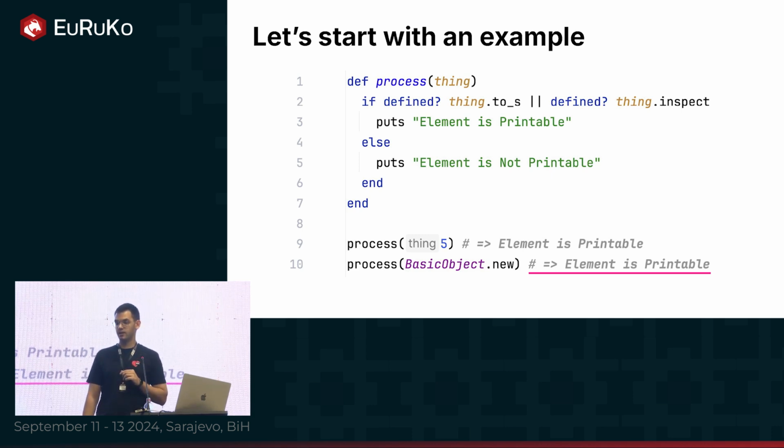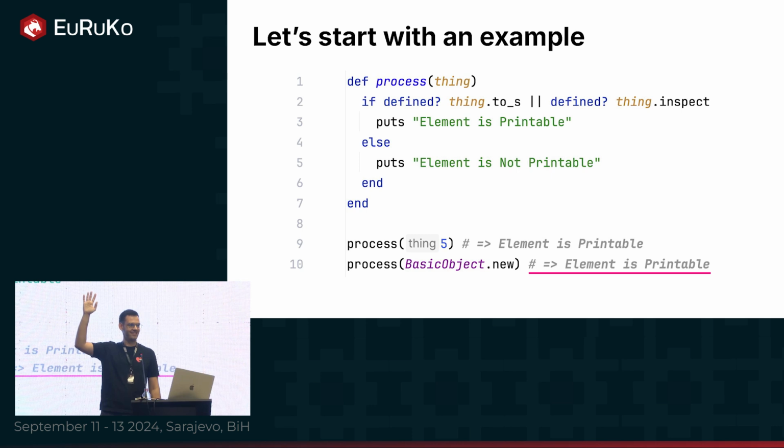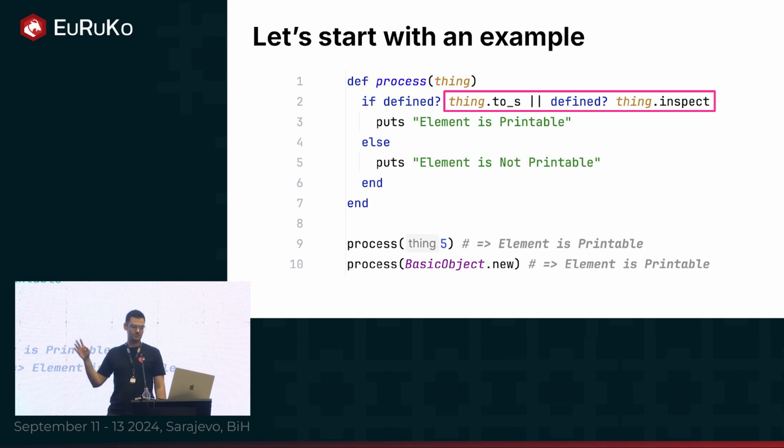I would like to ask you, think for a second, and please raise your hand if you know where the bug is in this code. Don't worry, I won't ask you about that. Yeah, well done. So the real problem is here. This part goes as an argument for defined methods. And in that way, method process prints "element is printable" regardless of the argument, with any argument possible.